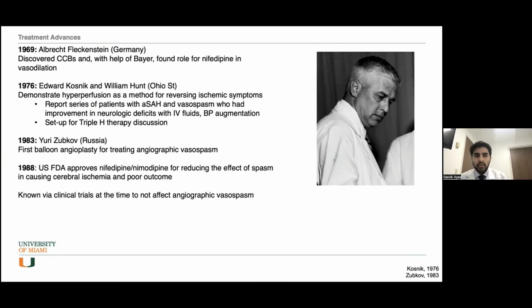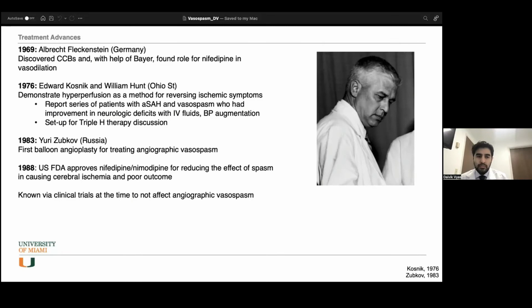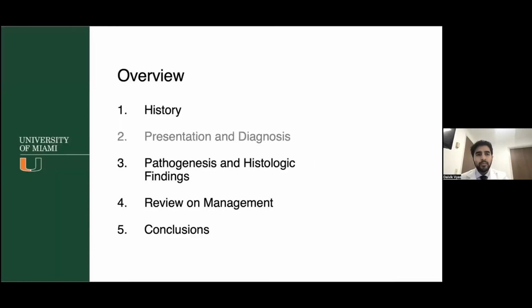But this really was the first seminal event within neuroendovascular interventions for this clinical entity. In 1988, the US FDA approved nifedipine and nimodipine for reducing the effect of spasm in causing cerebral ischemia and poor outcomes. But even at that time, it was known that the medication didn't actually treat spastic vessels. It treated the ultimate clinical outcome for these patients. And this is something that I'm going to get to a little bit later when we discuss treatment modalities.